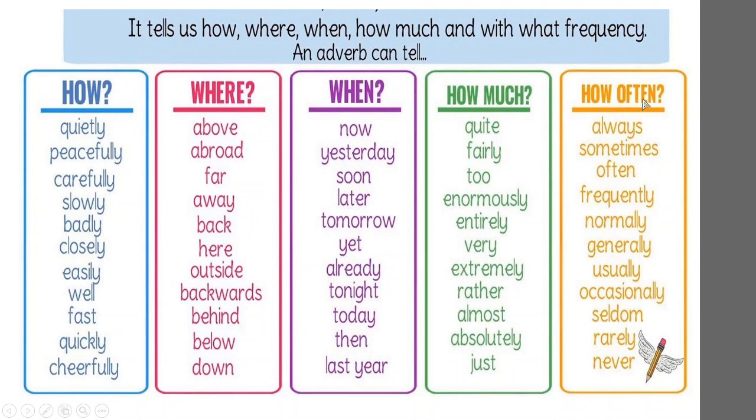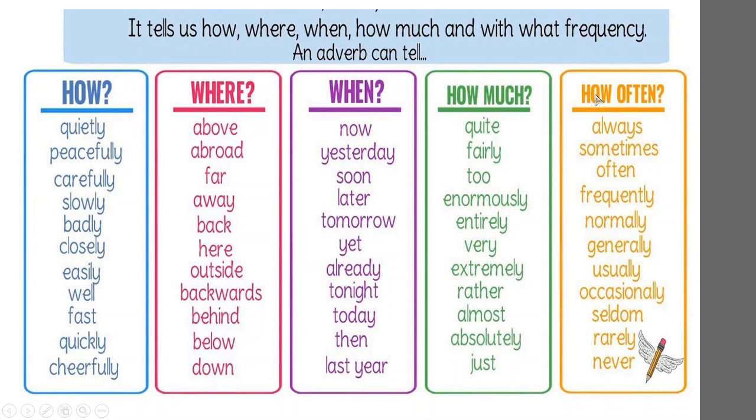How often, which means frequency. If you're doing it every day, you will use always. Not doing it every day, a few times only: sometimes, often, frequently, normally, generally, usually, occasionally, seldom, rarely, never. You've never done it before, you say never. Okay, so these are the examples of adverbs based on these questions: how, where, when, how much, and how often.